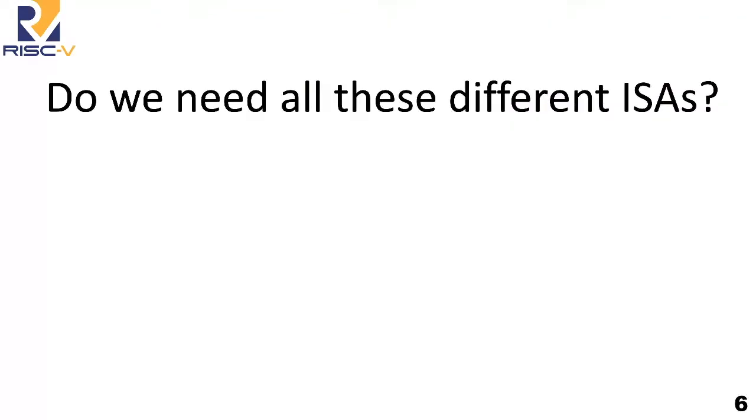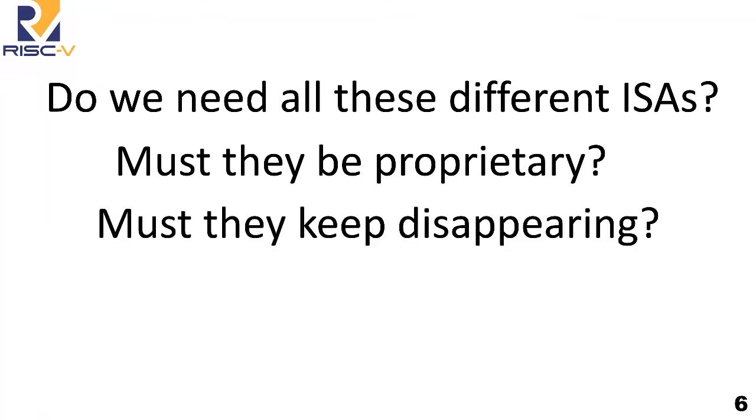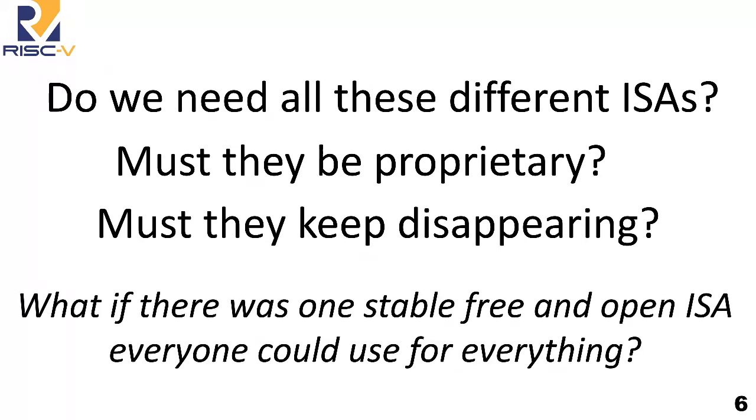So do we really need all these different instruction sets? Do they have to be proprietary? Do they have to keep disappearing? This is a big cost in the industry when ISAs change. So the idea behind RISC-V: what if there's one stable, open, and free ISA that everybody can use for everything? And that's really what we've been working on in RISC-V.